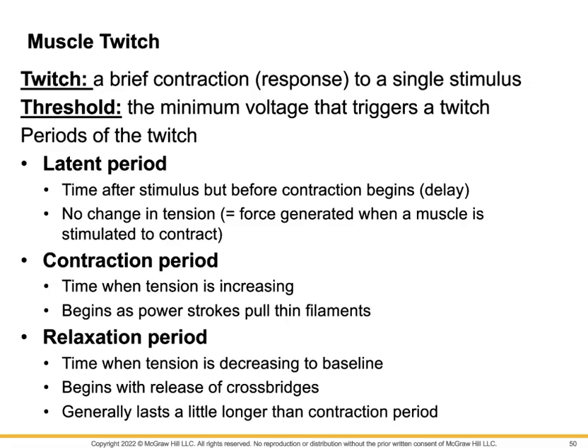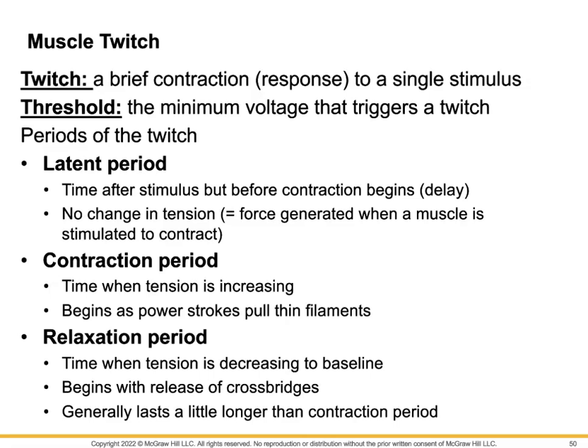And the reason we have that delay or that lag is it's the time that's necessary for excitation contraction to happen. So the calcium has to be released from the sarcoplasmic reticulum. It has to bind to the troponin, and the whole troponin and tropomyosin and actin and myosin thing has to happen, right? So it takes a minute for that to happen. That's your latent or lag period, okay?